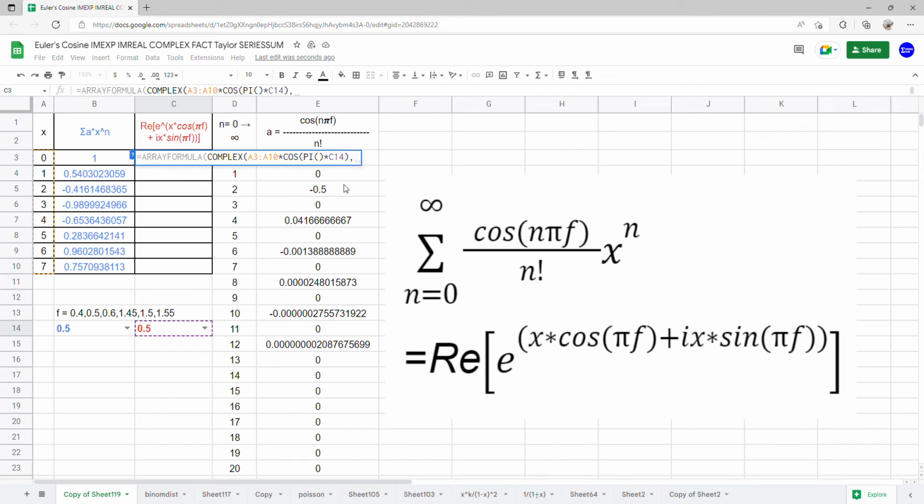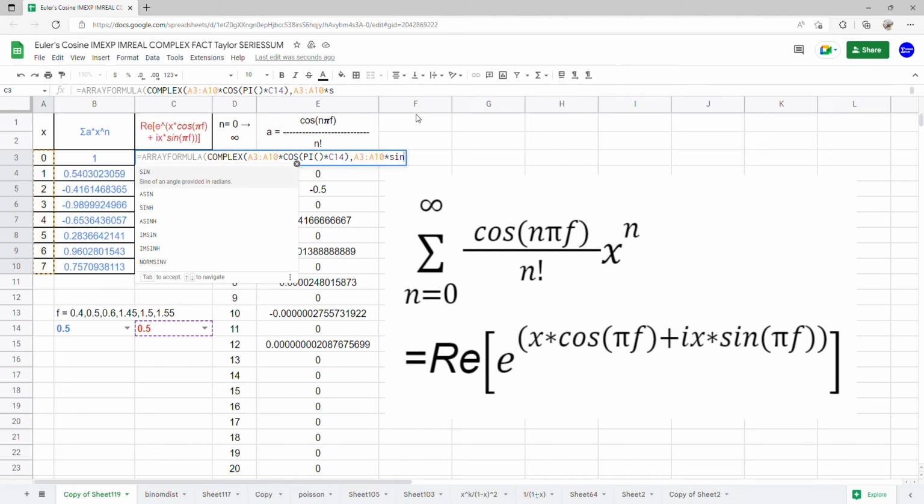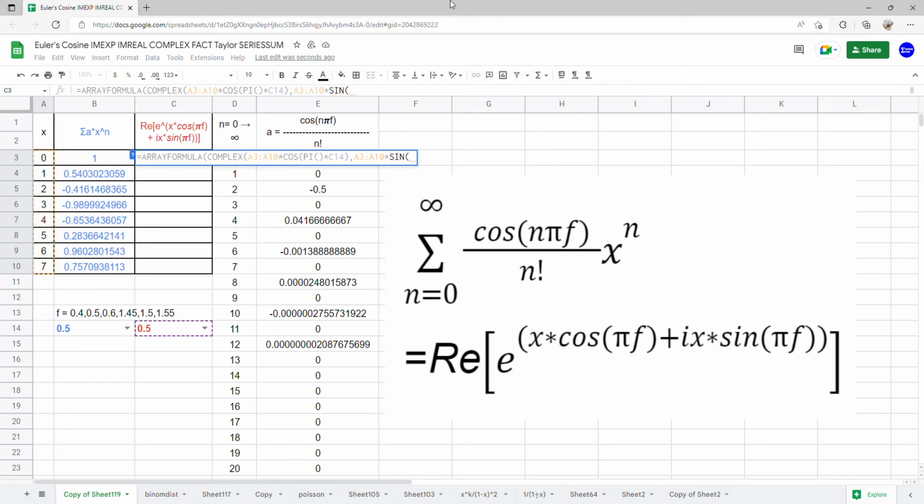The second part is this is i, so we have a comma. So x sine pi f. So x times sine pi times f, and close the parenthesis, and close the parenthesis, and enter.